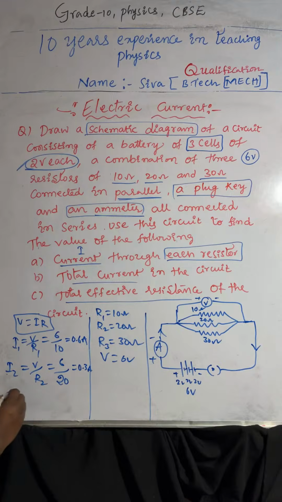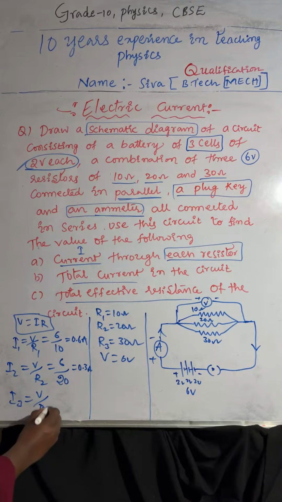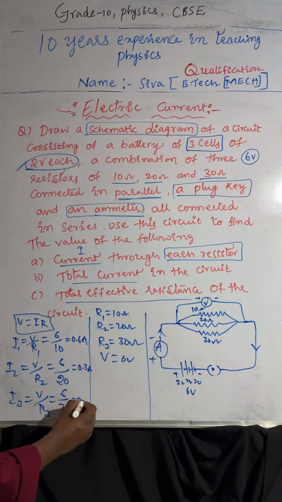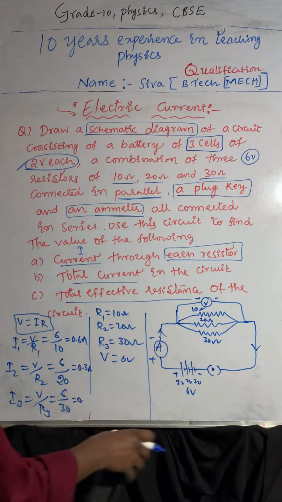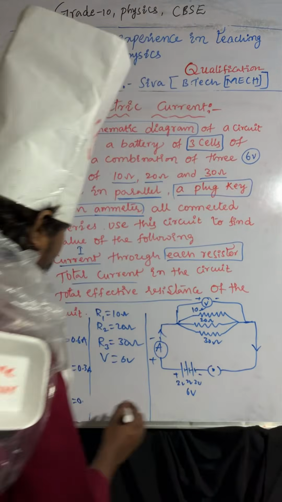0.3 ampere. Next one, I3. I3 equal to V by R3. So 6 by 30. How much will you get? 0.2, I hope. 0.2 is the answer here. Just check once.